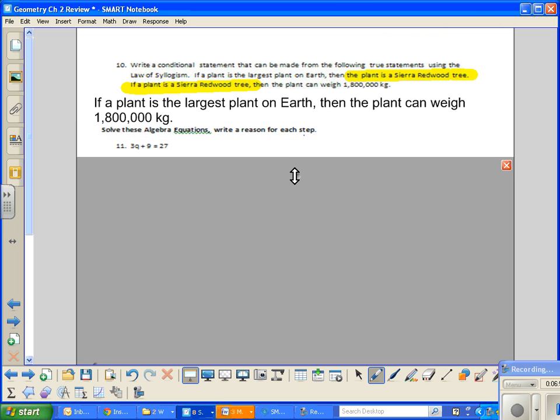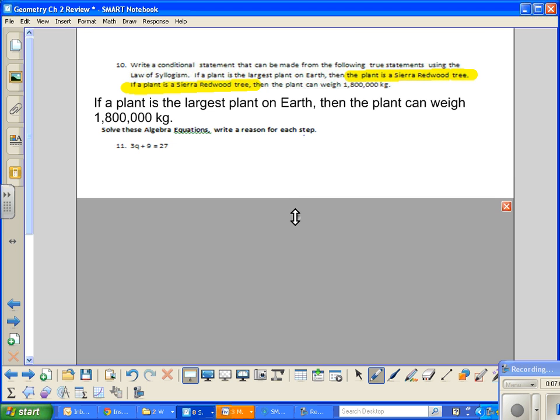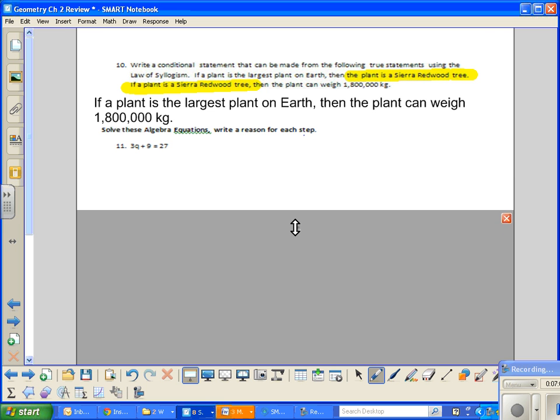So next up is solving some algebra problems, and it wants us to give a reason for each step, reason that allows us to make each step possible. So we start off here. We got 3q plus 9 equals 27. Okay, and the reason for that is it's given. That's what they gave us to start off with. And then we're just going through the process of solving.